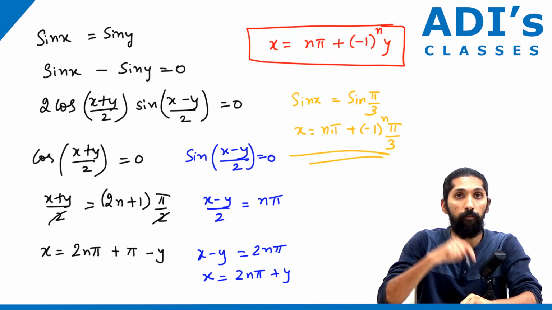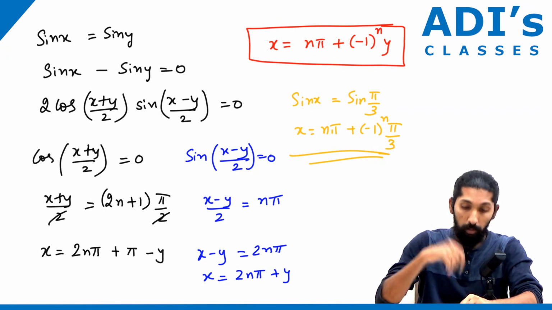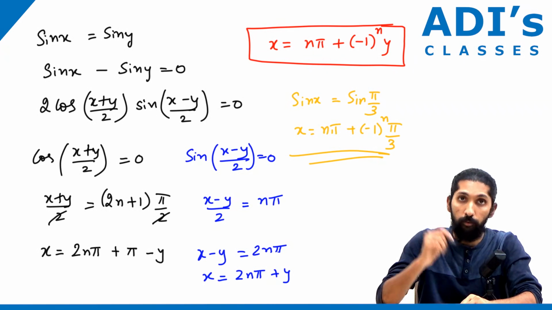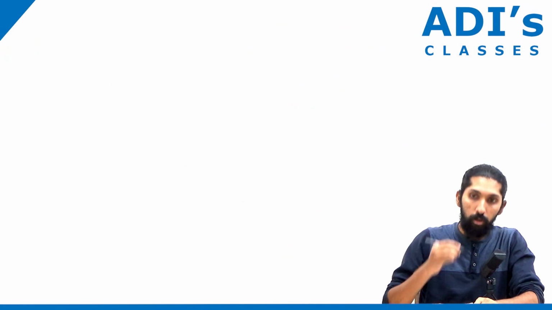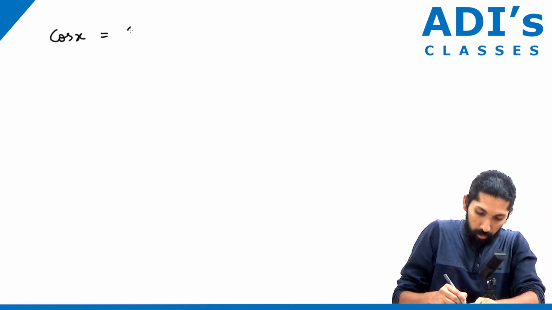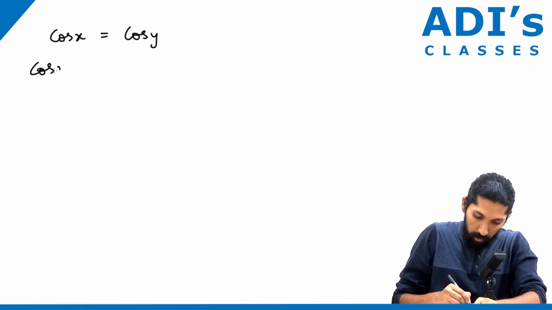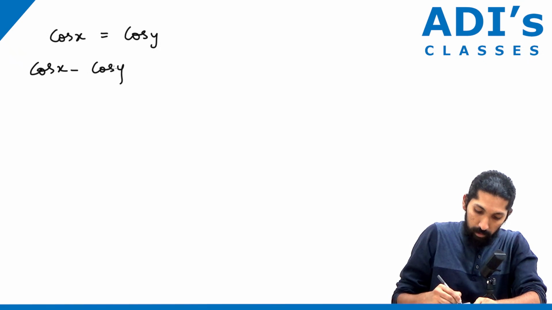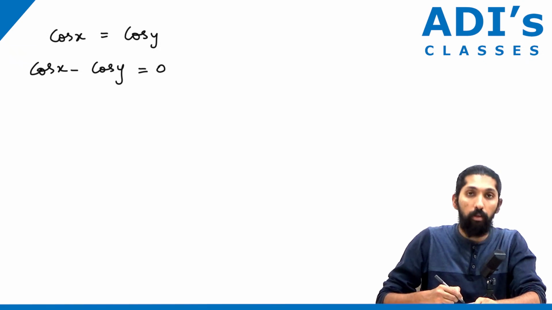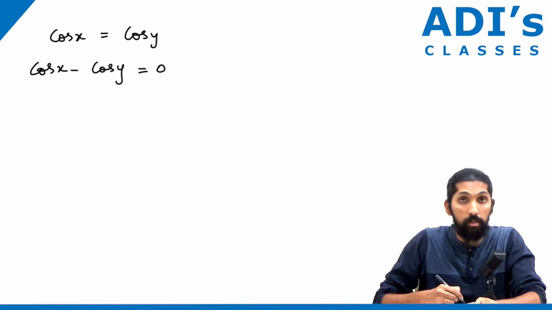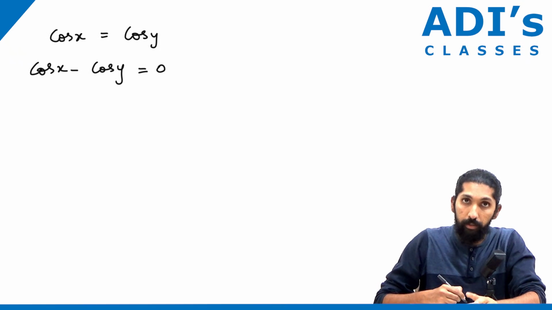Likewise, we also have it for cos and tan. So now we'll derive this for the cos function. For the cos function, we can say that cos of x is equal to cos of y, right? cos x minus cos y is equal to 0. Now, what is cos C minus cos D? We are going to get it in terms of sine, correct?